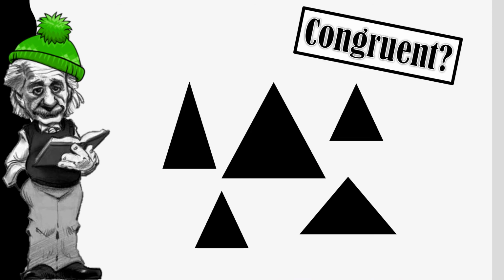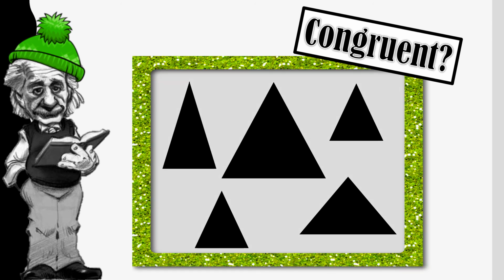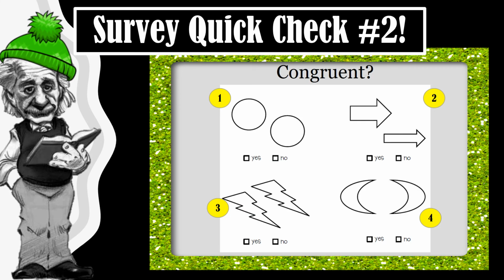So, which of these triangles are congruent? Can you spot them? These two are congruent because they are the same size and shape. This brings us to our second set of questions on our survey quick check. What you're going to do is determine whether the following shapes are congruent. You'll see this image again located on your survey quick check.